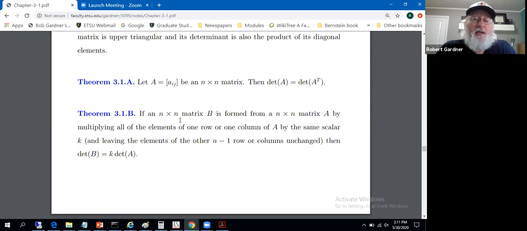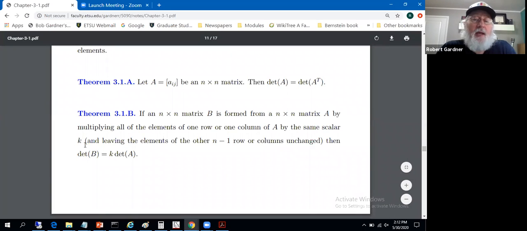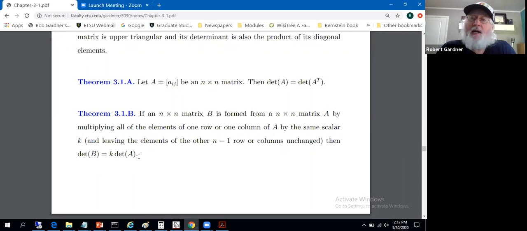So the statement is, if n by n matrix B is formed from n by n matrix A by multiplying all of the elements of 1 row or 1 column of matrix A by the same scalar, let's call it k, leaving everything else the same, then the determinant of B is k times the determinant of A. So we've multiplied, say, one of the rows of A by a constant k. That's an elementary row operation, if k is non-zero. And then we get the determinant to change by a factor of k. This is also true if we multiply a column by a constant.